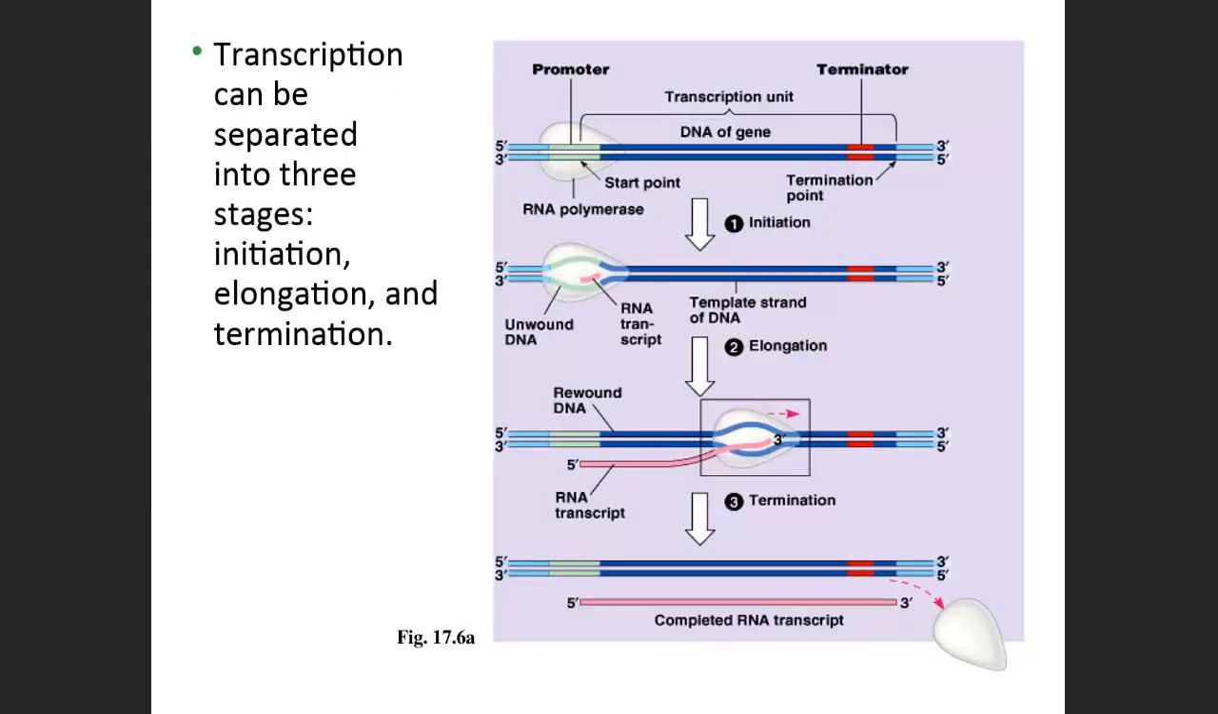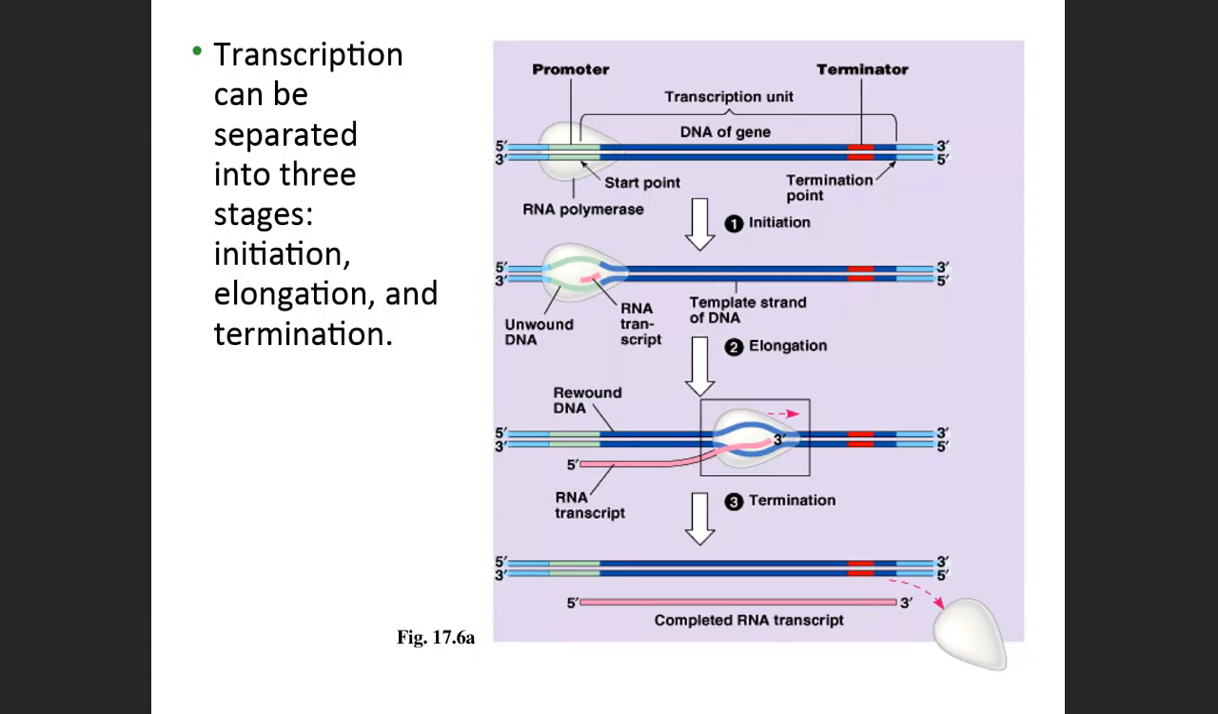So here we see a gene. It's got a promoter sequence. It has a terminator sequence. The RNA polymerase will hop onto the promoter and start to transcribe. When it reaches the terminator sequence, it falls off, right? Because the gene has been transcribed into RNA, and it's done.